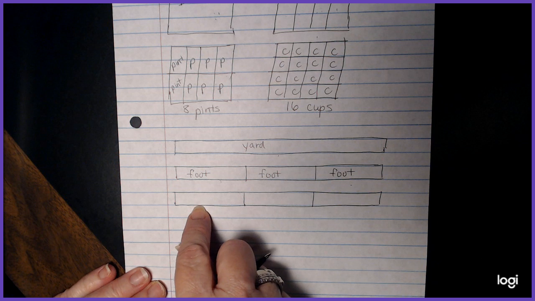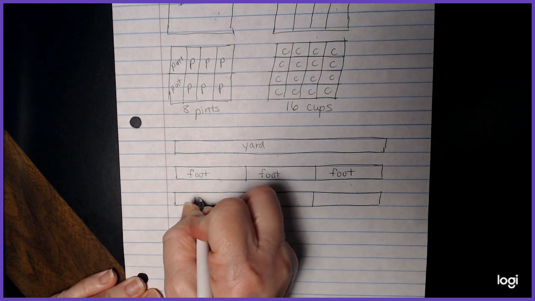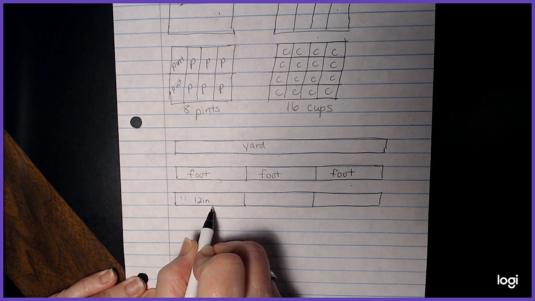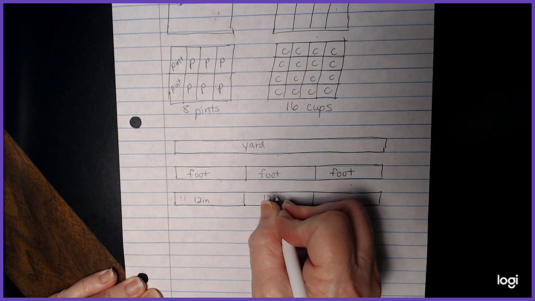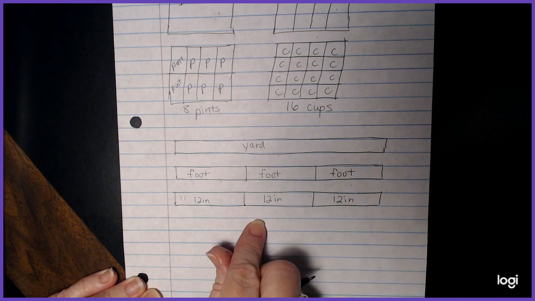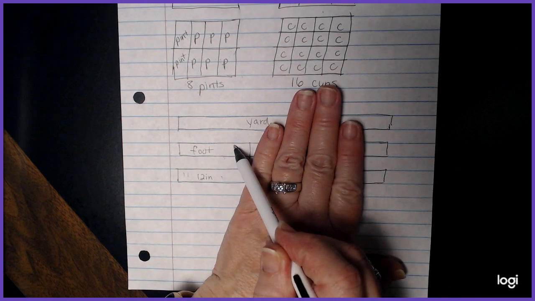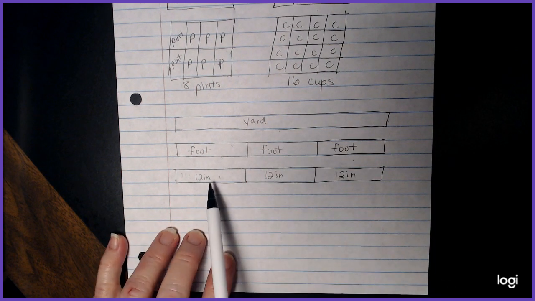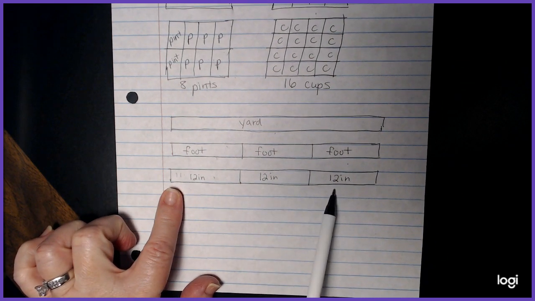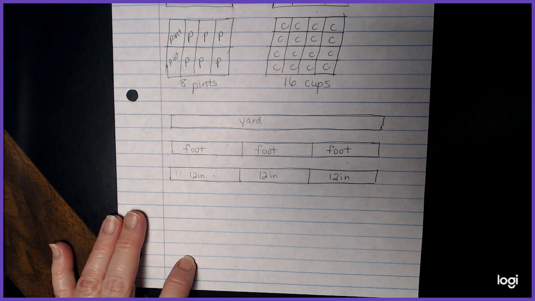A foot is actually equal to 12 inches. So there's 12 little inches inside of a foot. So this would be 12 inches and 12 inches. If you notice, 12 inches is the same as 1 foot. How many inches would be a yard? Well, 12, 12, and 12 would be 36 inches, equal 1 yard.